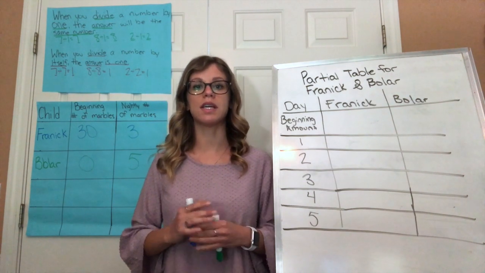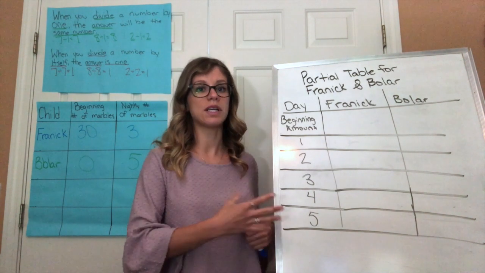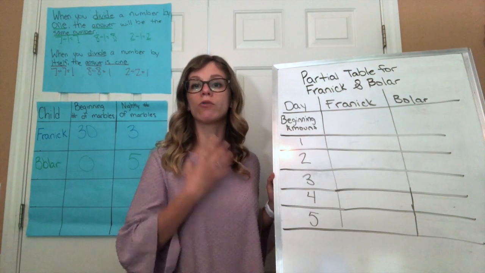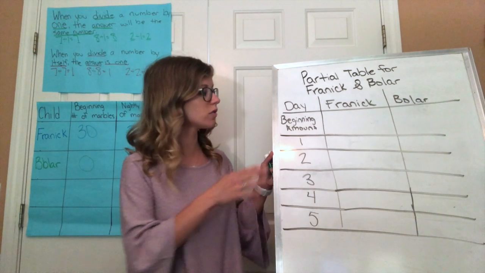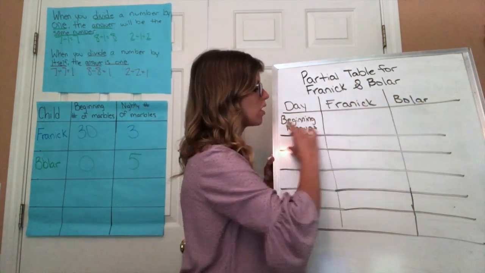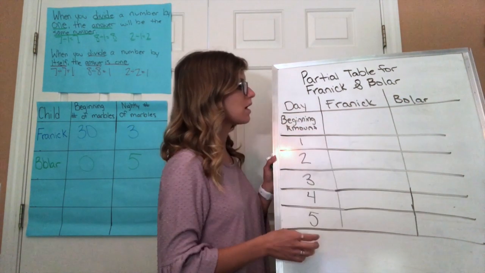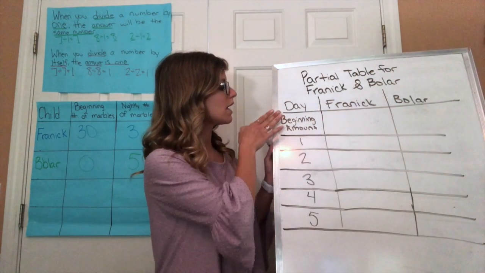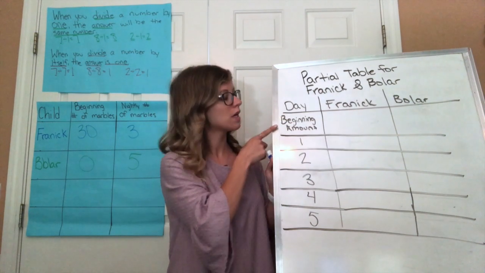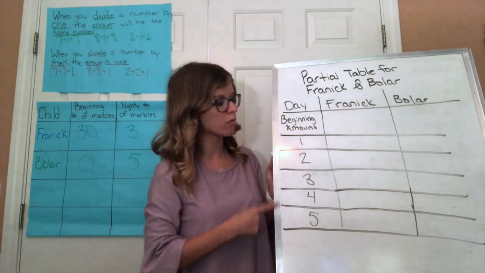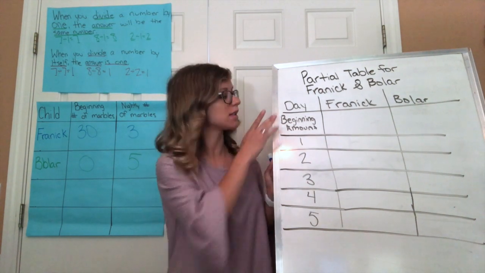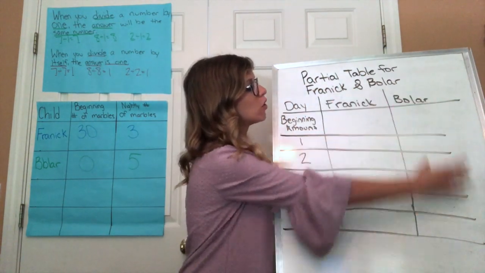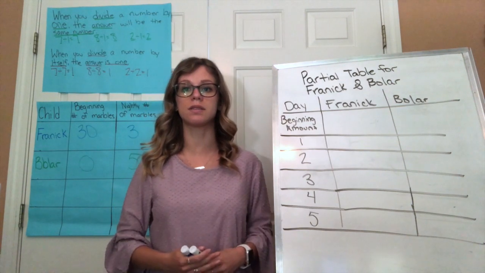So this kind of representation is called a table. And it's a table because it is shown by rows and columns. And I want us to remember that rows go across and columns go up and down. So what I have here is across, or my rows, say my beginning amount and the number of days that I'm representing, and it's labeled at the top. And then my columns are showing Franek and Bolar and how many they had after those days.